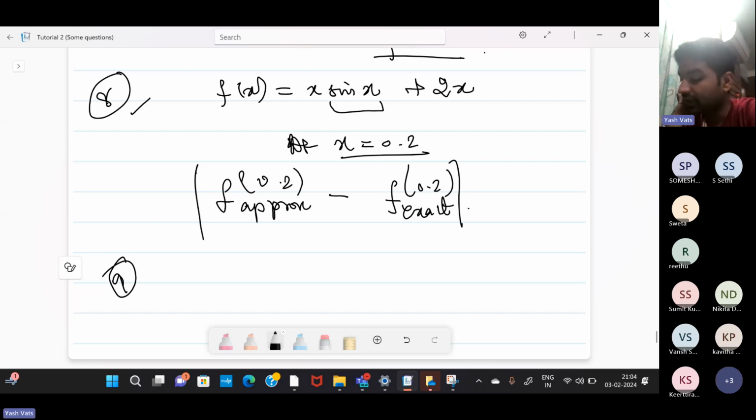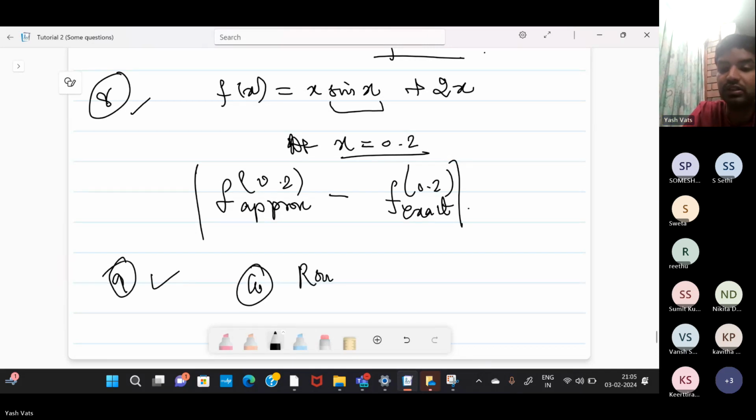Yes. And the 10th question, what is this? I think again it is about rounding. The 9th is done. The 10th is about rounding decimal places.